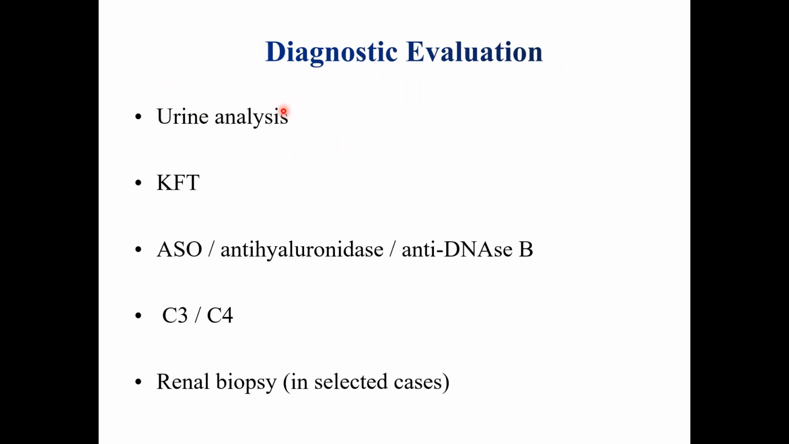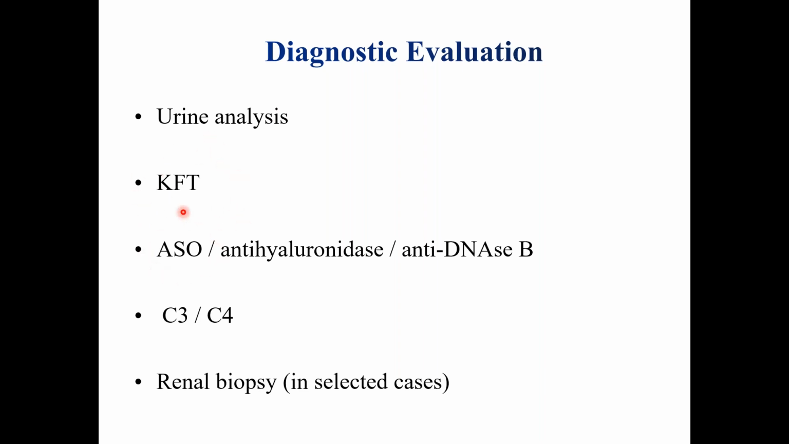We need to look at the microscopy to identify the RBCs, the presence of any dysmorphic RBCs, because RBCs which come from the glomeruli tend to get altered once they pass through the tubules. So you may find a significant proportion of these patients having dysmorphic RBCs, and there could be a lot of WBC and RBC casts as well. And many of these patients will have mild to moderate renal dysfunction.